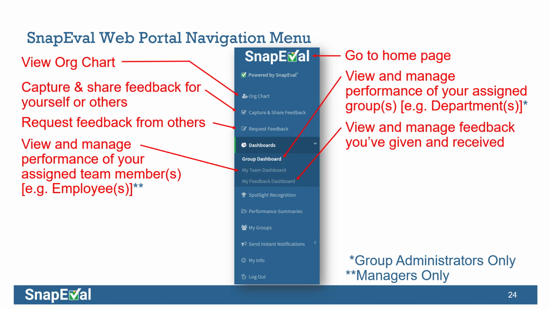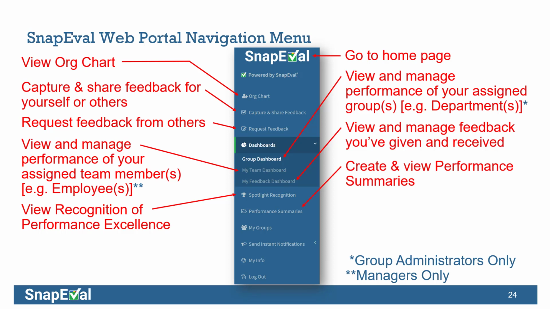Right below that is what's called the My Feedback dashboard. Everybody has the My Feedback dashboard. And the My Feedback dashboard is where you're going to see feedback that you've received from others and feedback that you've given to others. Right below the My Feedback dashboard is a link called Spotlight Recognition. This link allows you to see all the snaps that have been recognized for performance excellence.